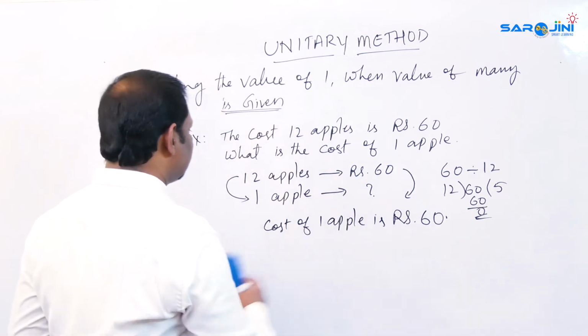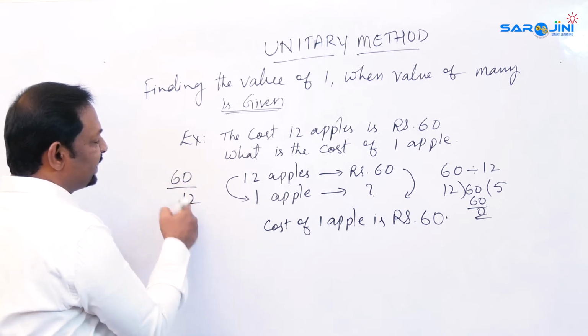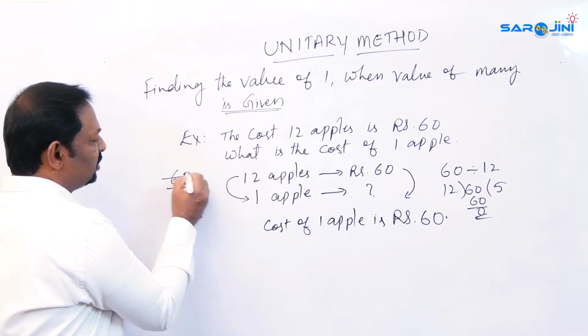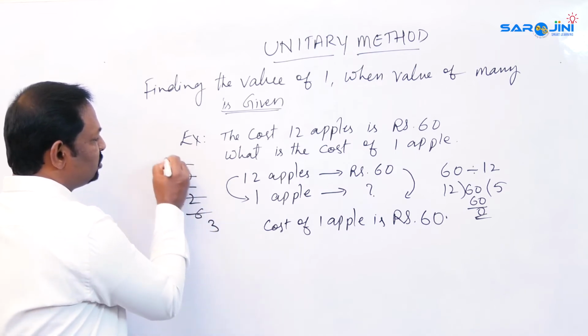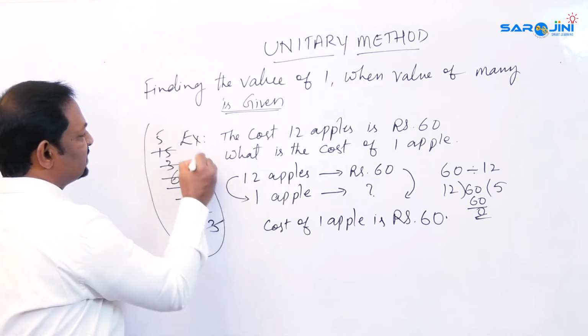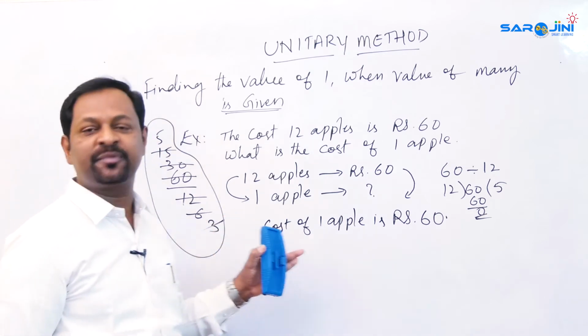Okay. So here there is one more thing: 60 divided by 12. You can get it cancelled here only, like 2 sixes are... 2 threes are 6, 2 zeros are 0. Again 2 threes are 6, 2 fives are 10, 3 ones are 3, 5 ones are 5. So this cancellation method also you can adopt while doing this type of sums.